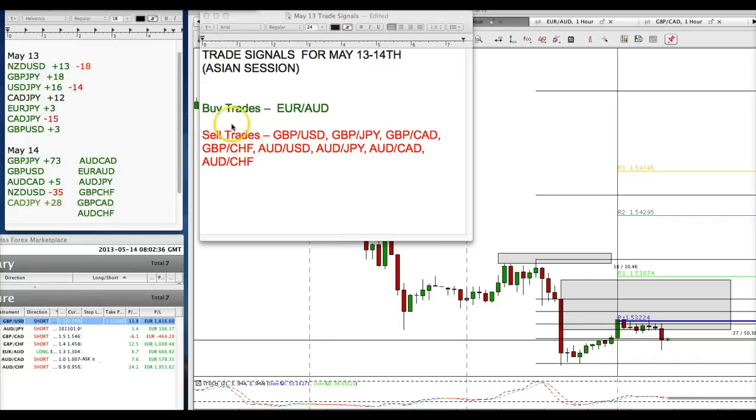This is an update on the signals that were sent out on the 13th for the Asian session. We had a buy in Euro Aussie. We had all these sell trades: Pound USD, Pound Yen, Pound CAD, Pound Swiss, Aussie USD, and the rest of these Aussie pairs. These are the trades that were taken, and I did close out one trade, or actually two trades: Canadian Yen, that was not part of the signals, and Pound Yen, that was part. That was closed at 73 pips.